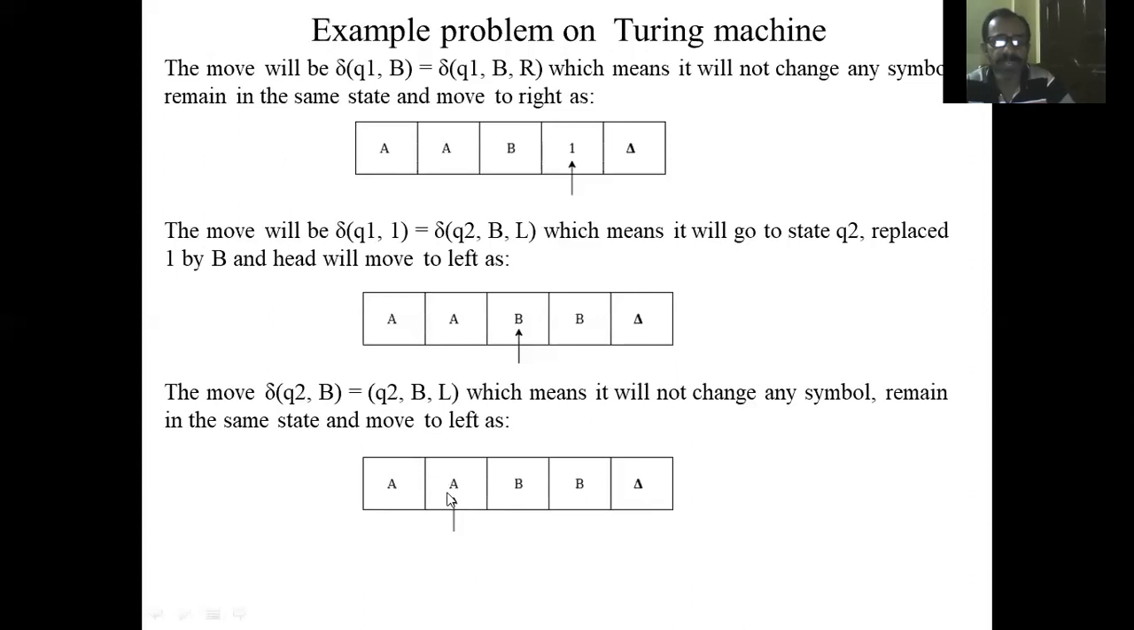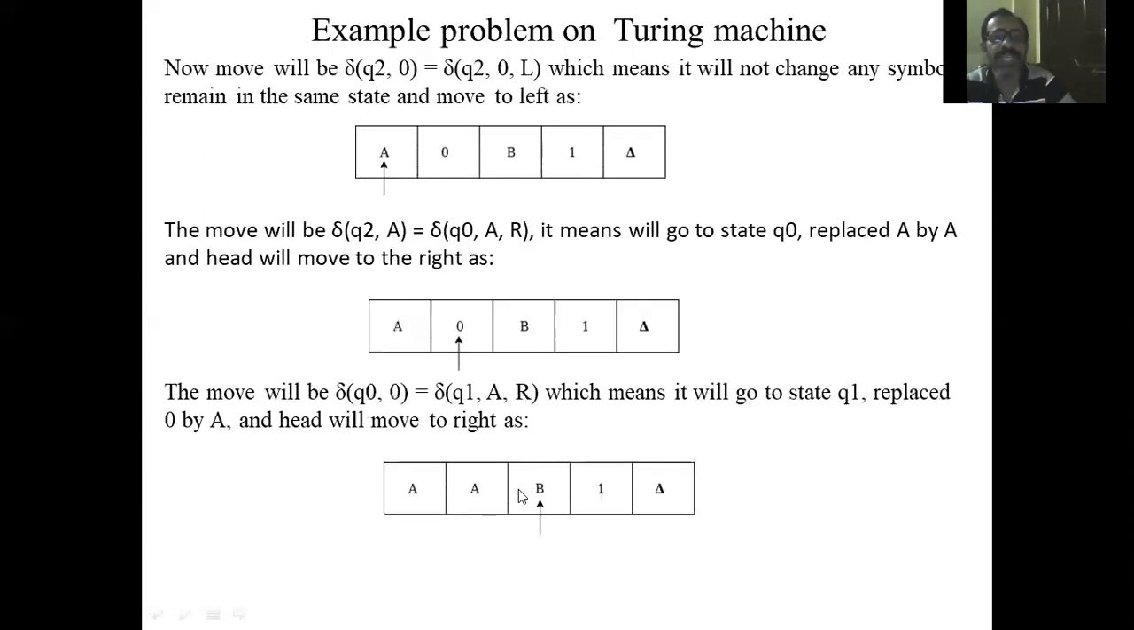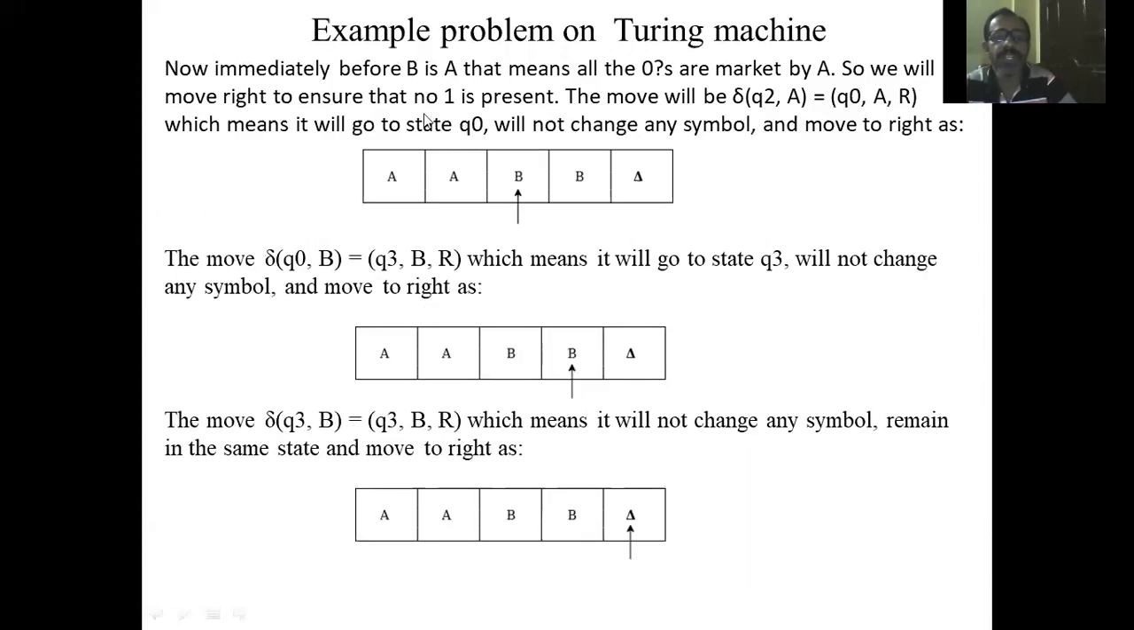Once you come back to the first A, what we do is delta of Q2 on A is Q0, B. Okay? So Q2 on A is Q0. Q2 on A, once we reached the first A from the right, means all the left side zeros of the first A are already converted to capital A. Then again, initialize the state from Q2 to Q0.